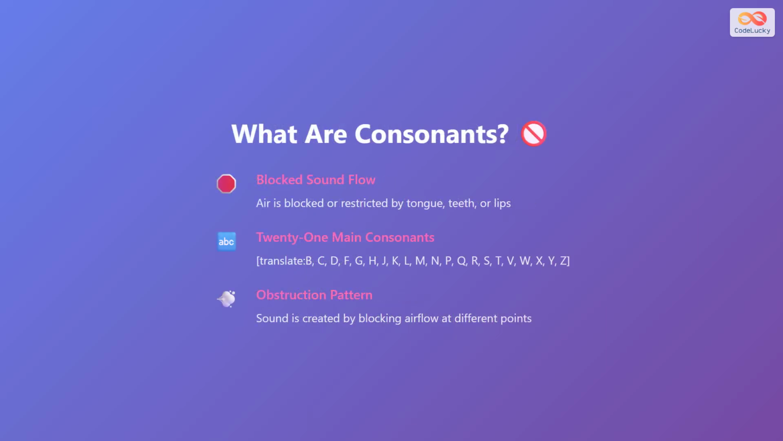Consonants are sounds where the airflow is blocked or restricted by your tongue, teeth, or lips. There are 21 main consonants in English: B, C, D, F, G, H, J, K, L, M, N, P, Q, R, S, T, V, W, X, Y, and Z. The sound is created by blocking air at different points in your mouth and then releasing it.